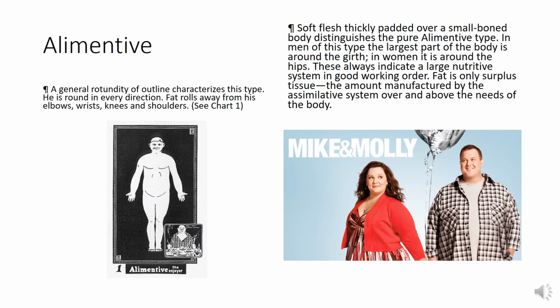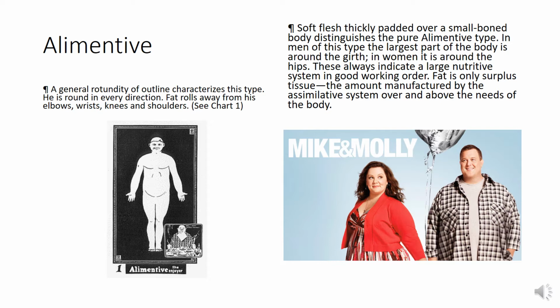The first type, the alimentative type. A general roundness of outline characterizes this type. He is found in every direction. Fat rolls away from his elbows, wrist, knees, and shoulders. So you can see the diagram on the left. Then on the right, you can see Mike and Molly, the 2 characters of a sitcom. So these are pure alimentative types.